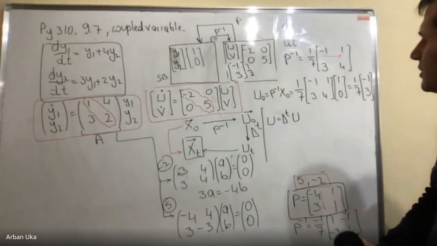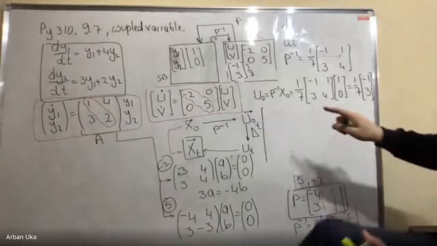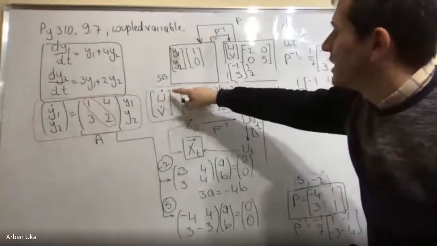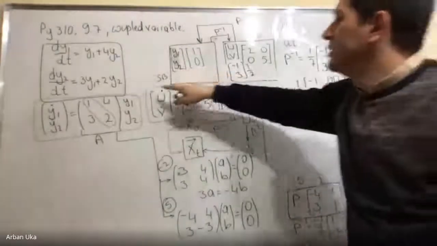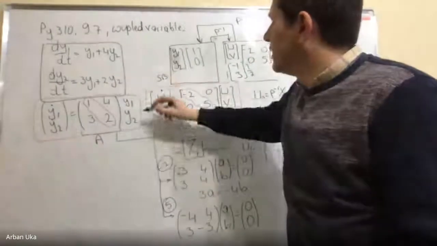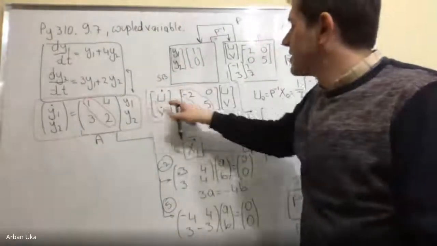I am completely wrong, because no, that's not true. We just need to find this. U0, we found it, that's correct. Now, we want to write the same pair of differential equations like this. So, this is this one, right? This is transformed like this.